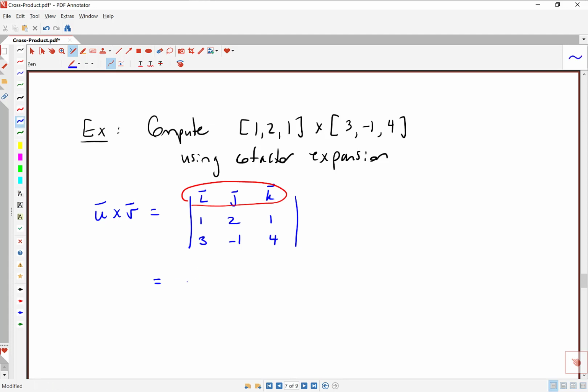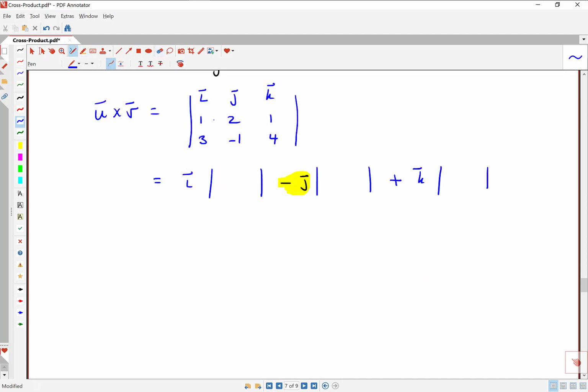So we're going to get vector i times a certain 2 by 2 determinant, minus j times a certain 2 by 2 determinant, plus k times a certain 2 by 2 determinant. And the thing to be a little careful of here is, remember, there's always that sign change on the second term. All right, so let's cross out the row and column containing the i. We'll just write down the little 2 by 2 determinant that results, and we'll do the same thing as we work our way across.